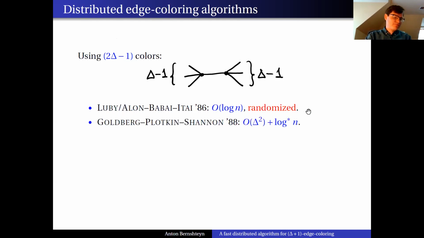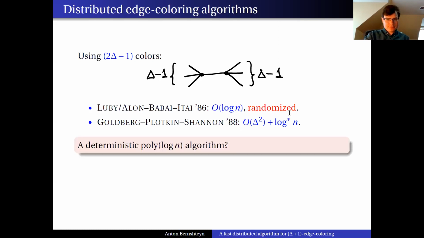And on the other hand, if you want a deterministic algorithm, there is also an early result of Goldberg, Plotkin, and Shannon that gives a bound of big O of delta squared plus log star n. This is again the iterated log of n, so this is a really small, slow growing function of n. But then there is this big O of delta squared term. If delta is small, then this is wonderful. But if delta is fairly large compared to n, then this in principle can be even worse than this randomized algorithm in terms of the number of rounds.